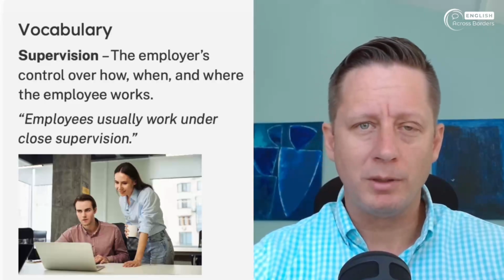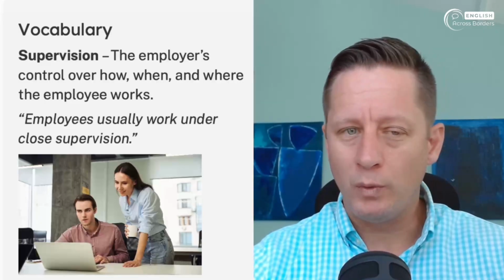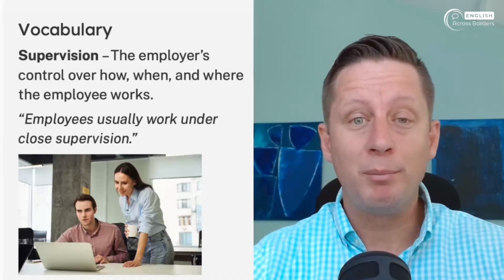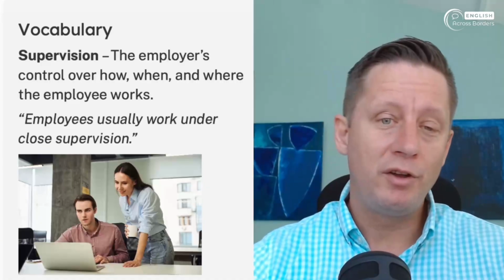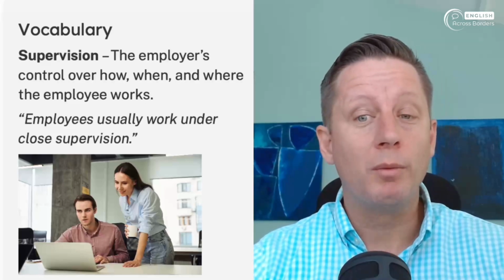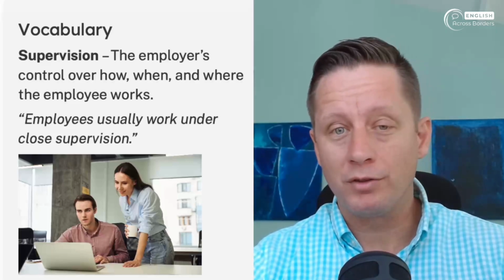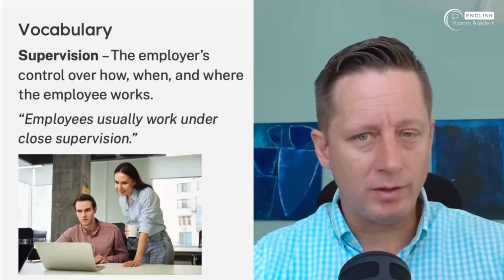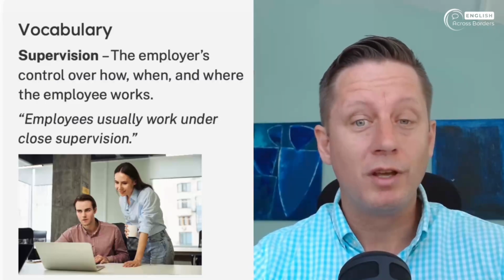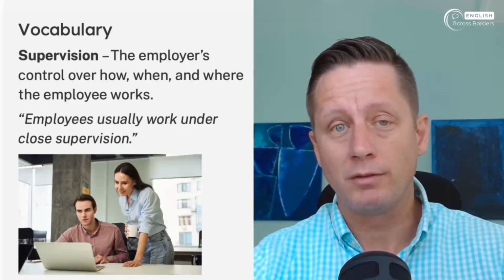Let's look at a story. A restaurant hires waiters. The manager decides shifts, uniforms, and behavior rules. The lawyer explains this is supervision. If the worker must follow daily orders, they are likely an employee. Supervision is one of the main tests courts use to classify workers.